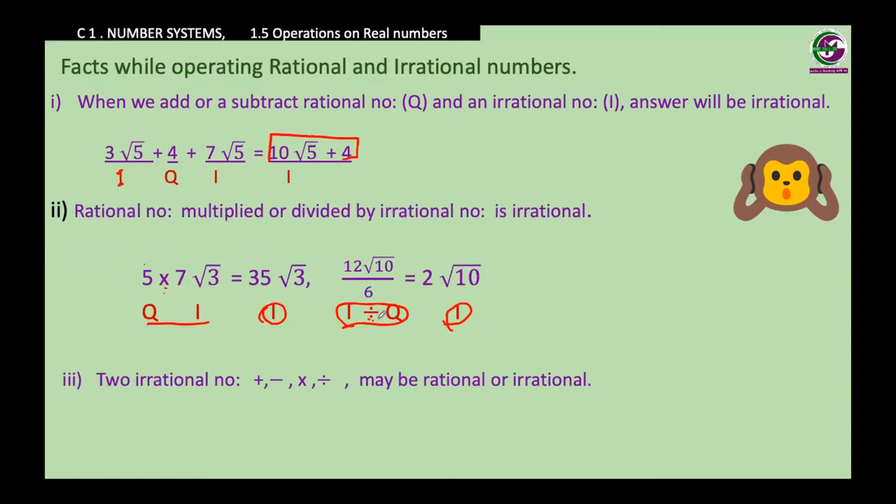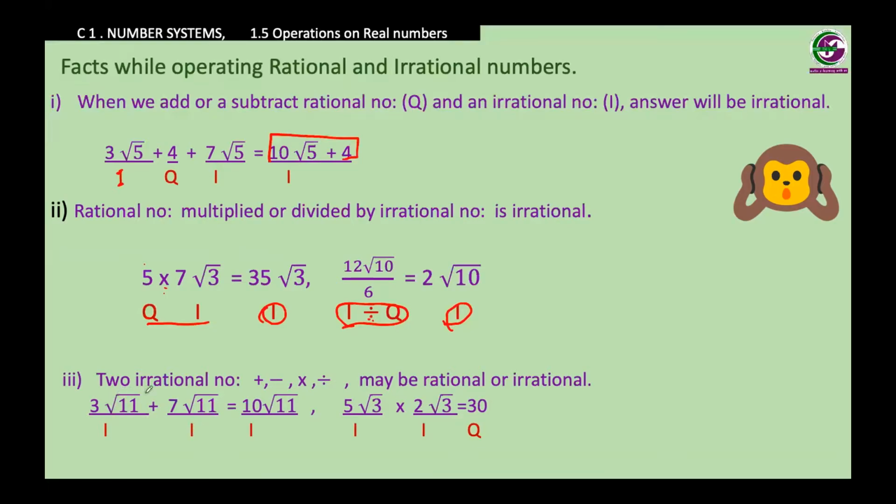Two irrational numbers. In the first two facts, we took rational and irrational. Now here we are taking two irrational numbers. When you add, subtract, multiply, or divide, the answer we can't predict. It can be rational or it can be irrational. Let's take two examples here. 3 root 11, this is an irrational number. 7 root 11 is also an irrational number.